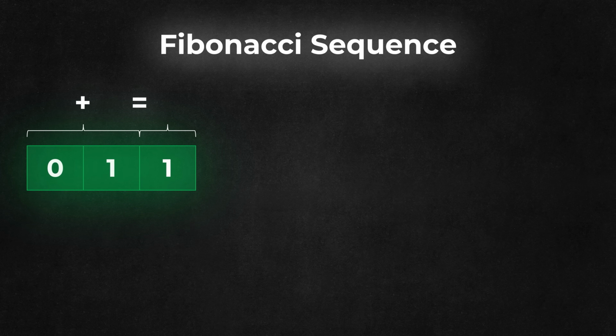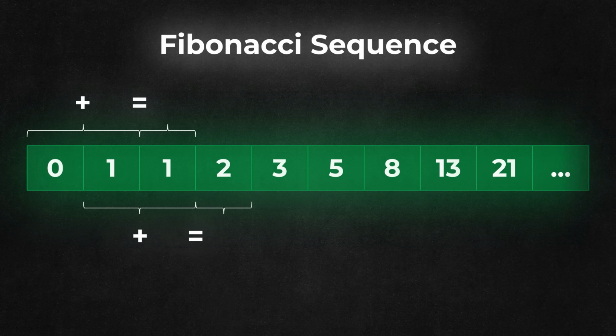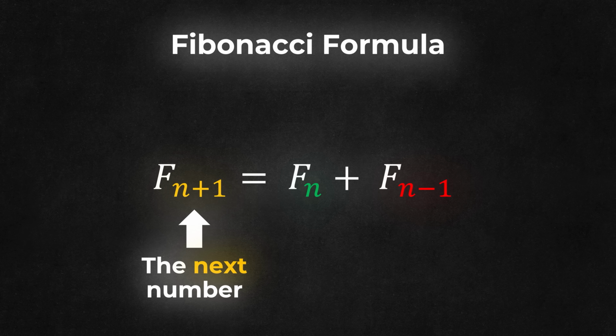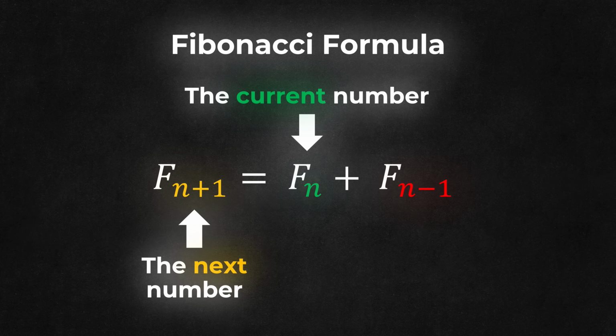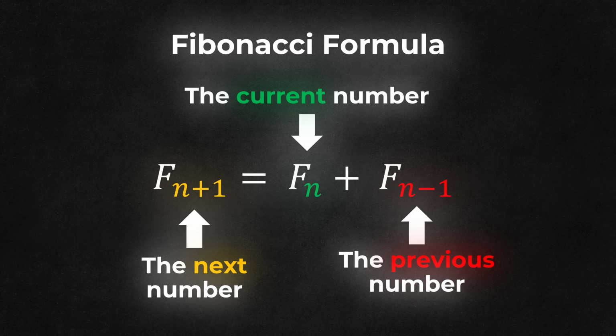To discover the fourth number, we repeat the same process that we used to discover the third number, but instead of adding the first and second, we add the second and third numbers. In this case, the fourth number is equal to 1 plus 1, which equals 2, of course. Using this process, you can find the numbers of the Fibonacci sequence, which is infinite. We can summarize this process using a very simple formula. F sub n plus 1 is the next number in the sequence. F sub n means the current Fibonacci number, and F sub n minus 1 is the previous number in the sequence. So if you want to find out the next number in the sequence, all you have to do is add the current number and the previous.